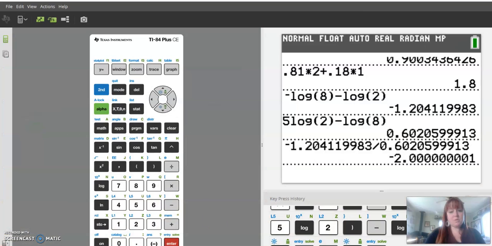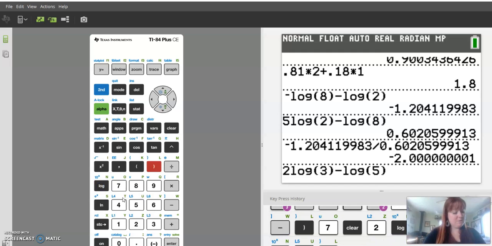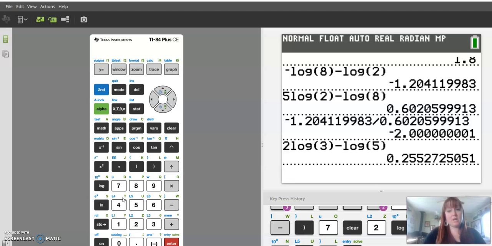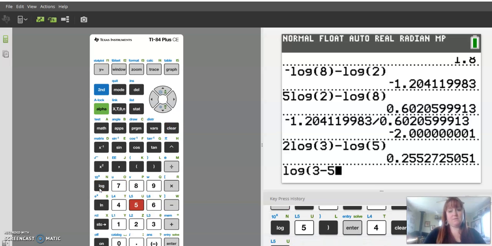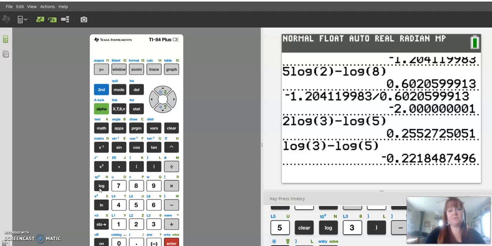So on top, we have 2 log 3, close parentheses, minus log 5. Now this is what's going to be on top, okay? So that's our numerator. And then on the bottom we have log 3, close parentheses, minus log 5, close those parentheses, because we want to just take the log of 3 or just the log of 5.